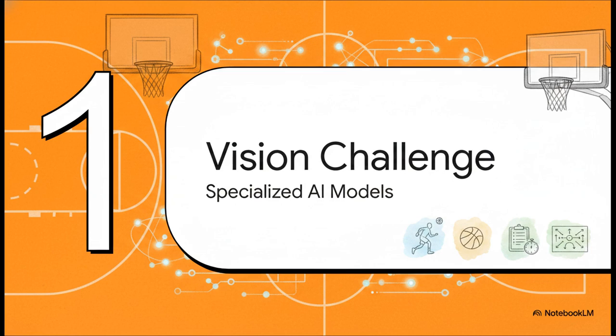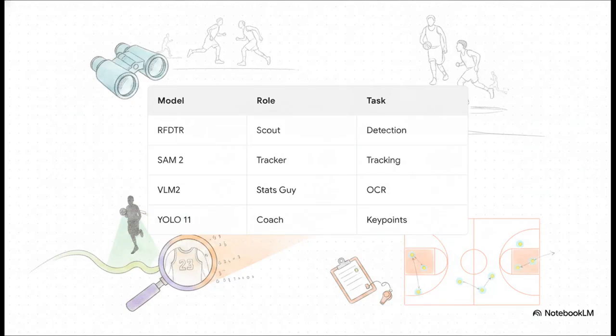The Vision Challenge. To solve a challenge this massive, we're going to treat our AI models like a staff of highly specialized assistant coaches, right? Because no single model can do it all, so we need a dedicated expert for each specific task. Here is our cheat sheet of exactly who handles what. First up, we have RF-DETR, acting as our scout to locate the players. Then, SAM2 steps in as our focus tracker, following players at the actual pixel level. Next, SmolVLM2 is our stats guy, zooming in to read the jersey numbers. And finally, YOLO11 acts as our tactical coach, finding those specific key points on the court to anchor our entire map.